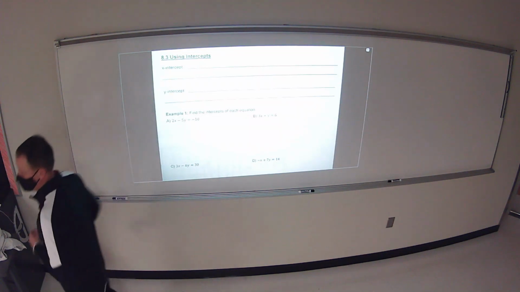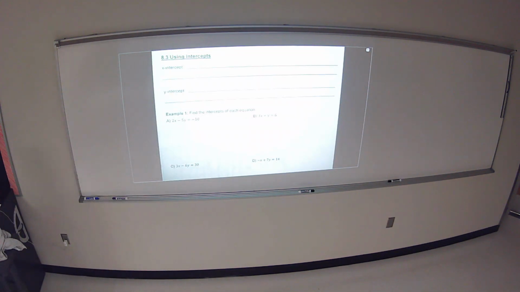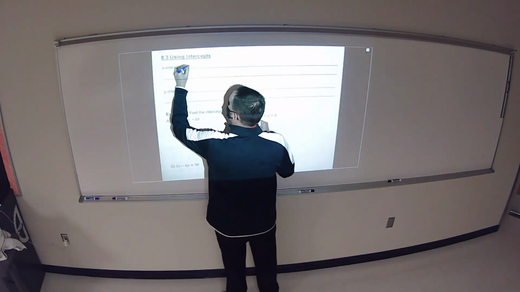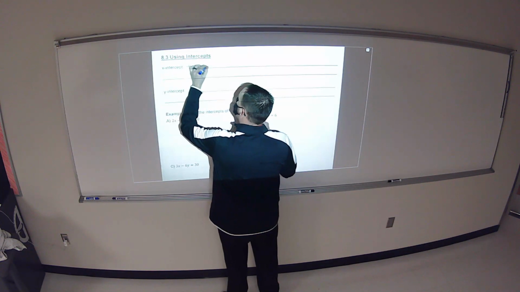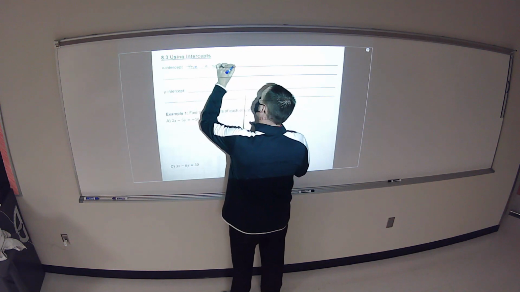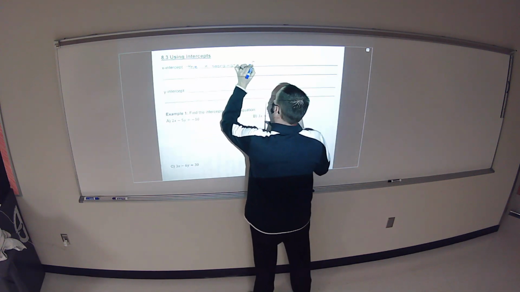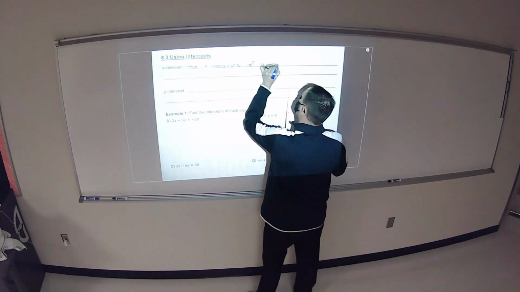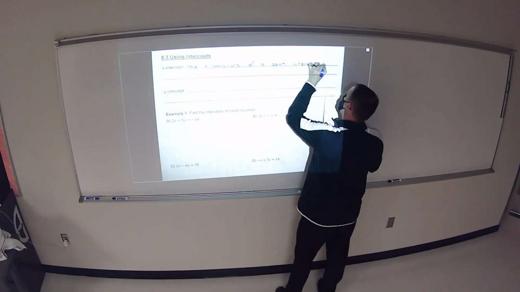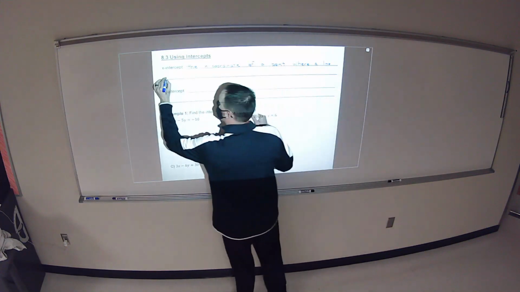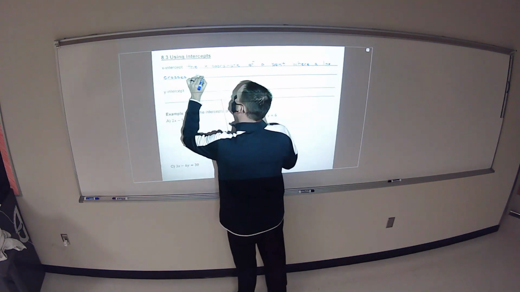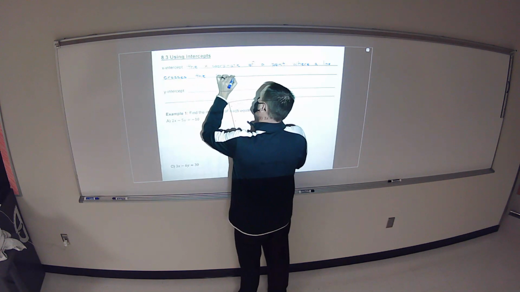So we need to begin by defining what is our x-intercept and what is our y-intercept. Our x-intercept is this: the x-coordinate of a point where a line crosses the x-axis.